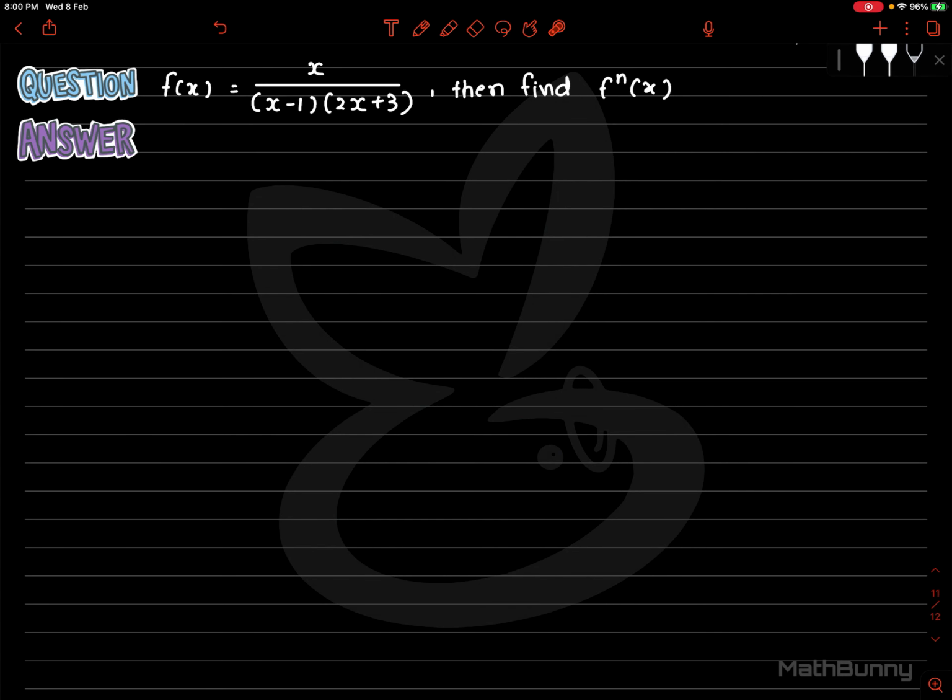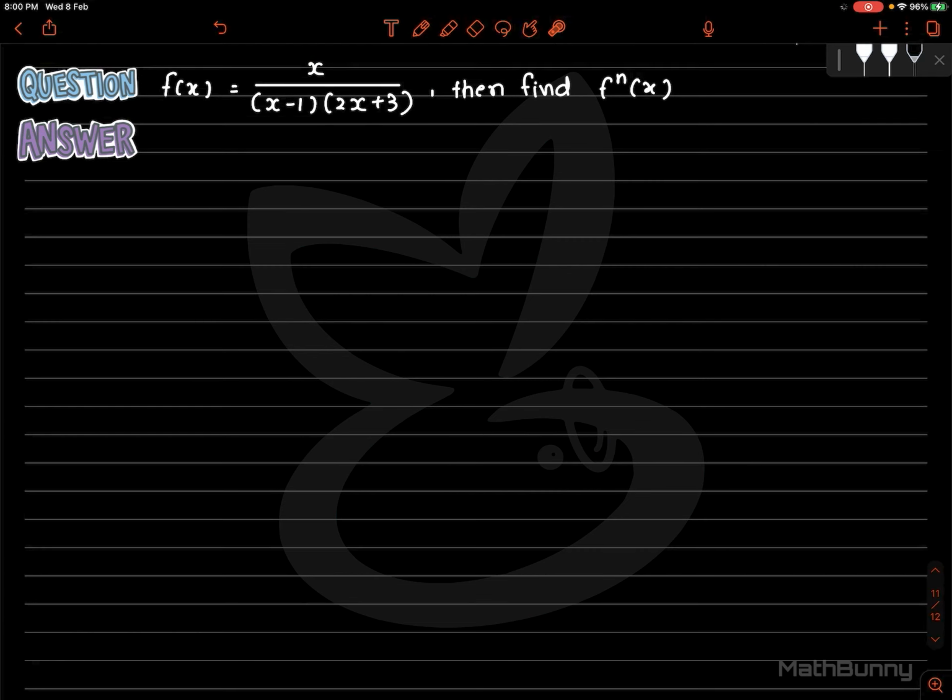Welcome to this lecture. In this lecture, we will discuss the partial fraction method to find the nth derivative of a given function. So let us start with this example. We can see here function f of x is an algebraic function. This is a fraction. To convert this function into the standard form, we will use the partial fraction method.